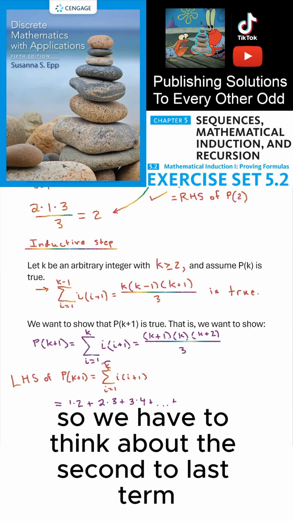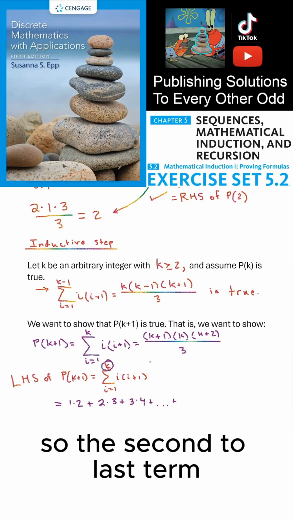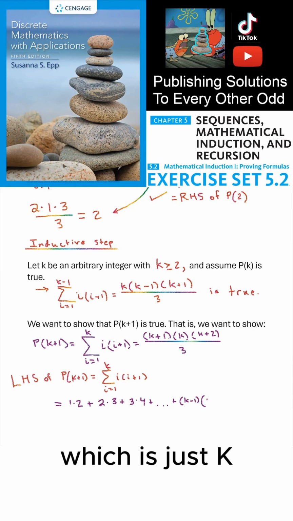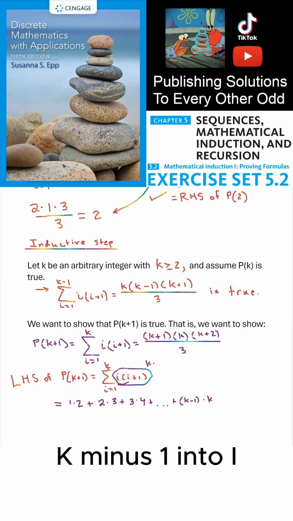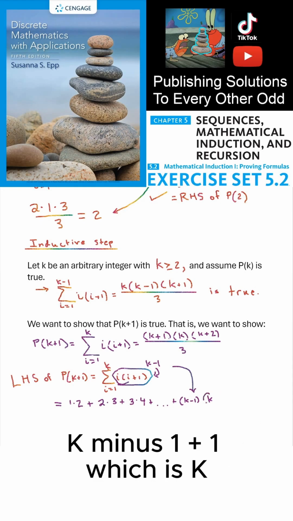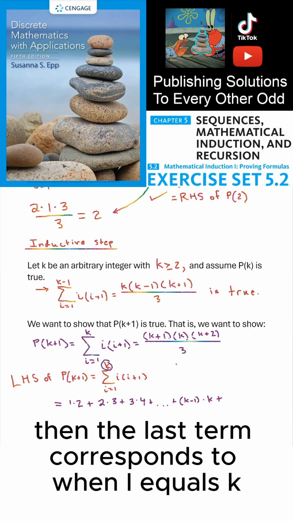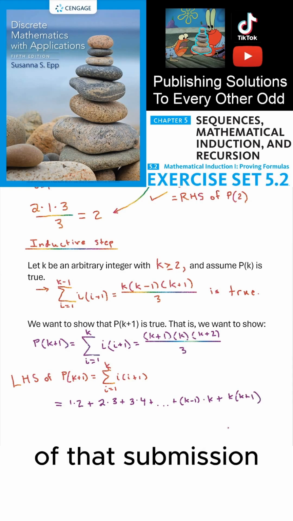So we have to think about the second to last term. The last term corresponds to when i equals k. So the second to last term would correspond to when i equals k minus 1. I'm going to plug in k minus 1 into my formula here, which would be k minus 1 times k minus 1 plus 1, which is just k. That's the second to last term. Again, that's me plugging in k minus 1 into i in this formula. Then the last term corresponds to when i equals k, which is k times k plus 1. So this is the expanded form of that summation.